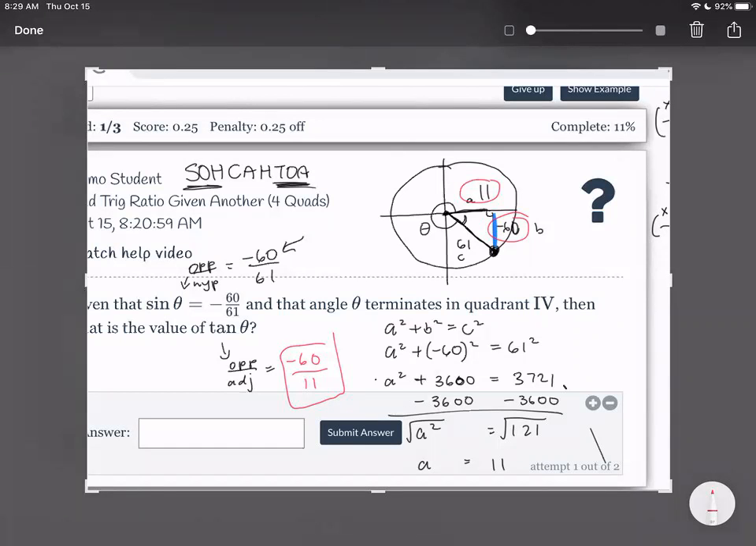All right, so it doesn't sound like you guys have any questions, so I'm going to enter this in, and then we're going to move to another example.